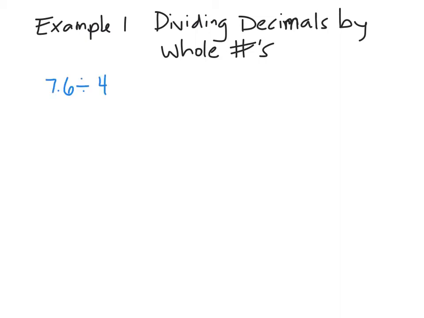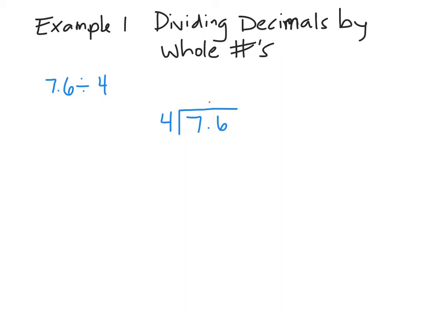If you're given 7 6/10 divided by 4, you would set it up just like this. 7 6/10 divided by 4. The first thing you do is move the decimal straight up in the quotient. So it goes straight up. We put it right there. Then you just divide like you normally would.